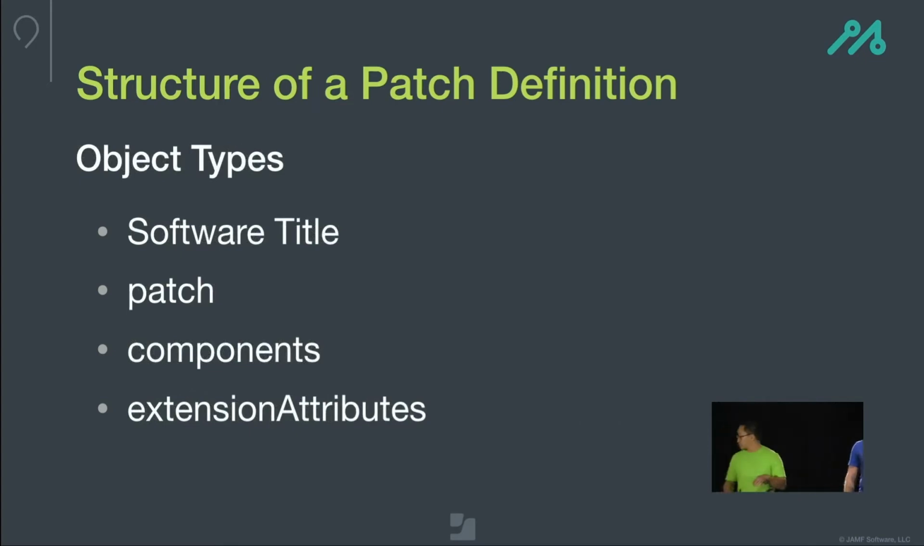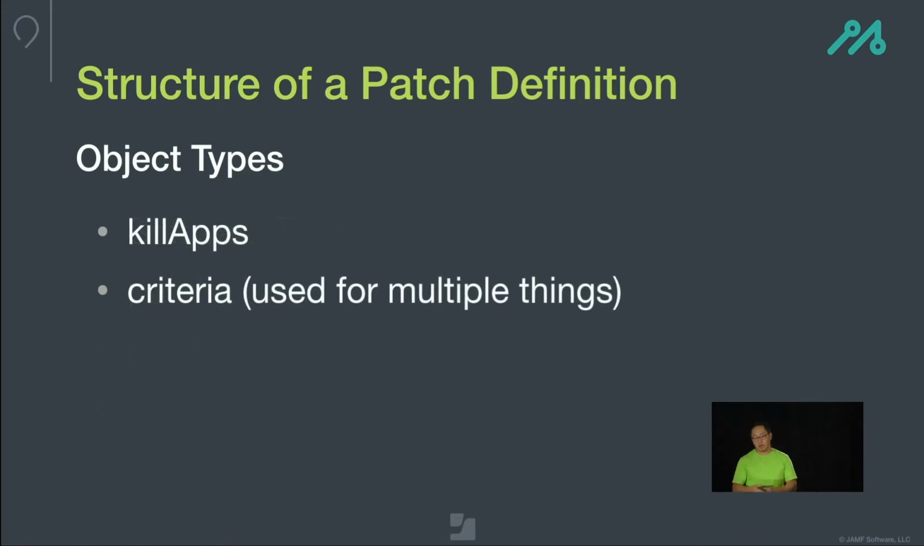Let's jump into the object types of a patch definition. First, we have a software title, which contains all of the objects, as well as some other info. Then the patch object, which contains the actual version you're looking for, components that are objects within the patch itself, and extension attributes that can be used to determine the version. Sometimes you'll need to find them in various locations. Another is kill apps, apps that need to be killed in order for a successful install, and then a criteria object that covers multiple things, which we'll get into in a little bit.